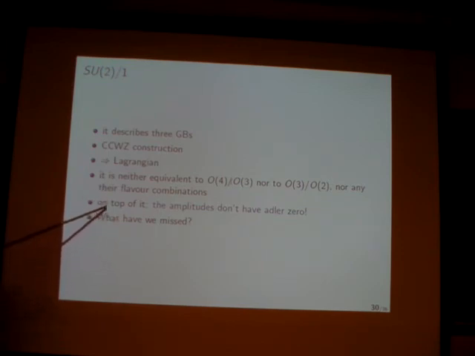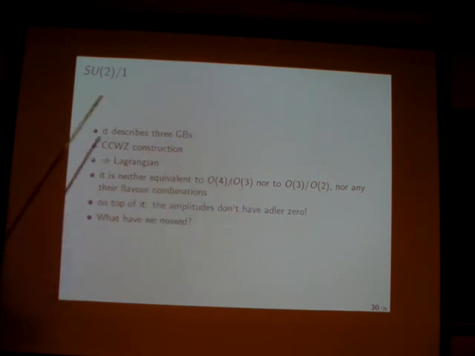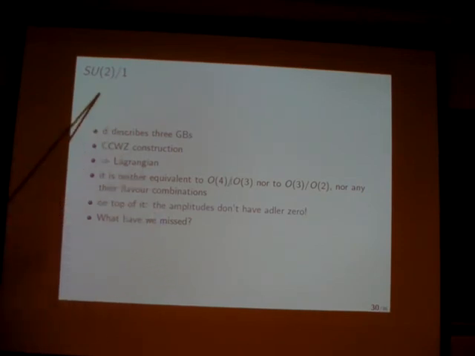We were very surprised when we found out that the amplitudes don't have an Adler zero. And we asked, oh, what have we missed? We took the Adler zero as a very important principle which could help us classify all theories. And suddenly we have a very simple theory, an example, which definitely is a representative of spontaneous symmetry breaking. It has a Goldstone boson, so it means that we are missing something crucial in our classification.